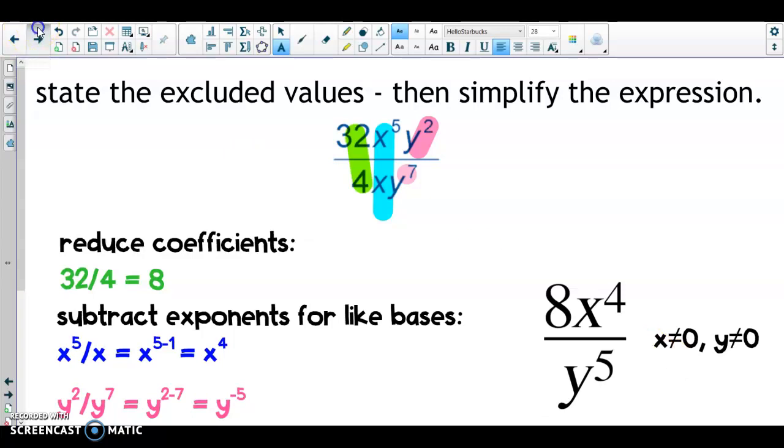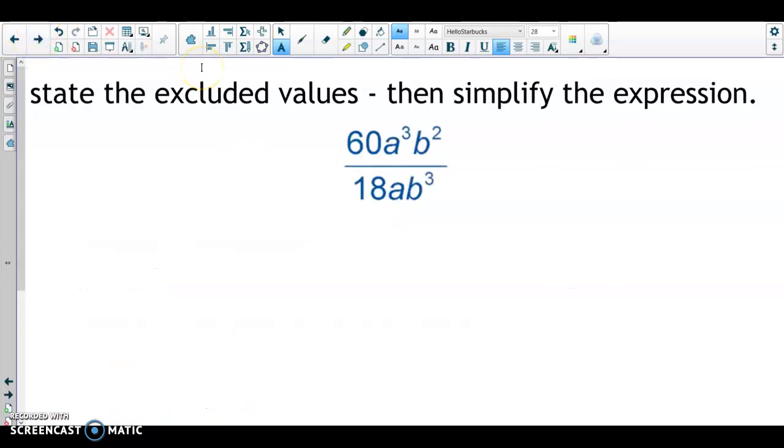Let's do one more together. Again, we're going to state excluded values and simplify. So we've got 60 over 18 as our coefficient that we're going to try and reduce. Then we're going to look at the exponents on the a's and simplify those, and see if we can simplify the exponents on the b's.